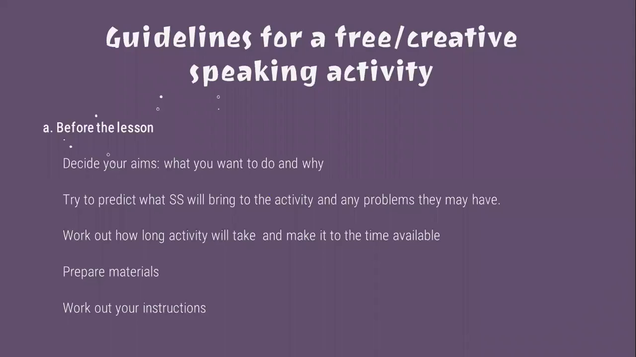So here are the guidelines for a free or creative speaking activity. We have three steps. The first step is before the lesson. We have to decide our aims, what we want to do and why, and try to predict what students will bring to the activity and any problems they may have. Work out how long the activity will take and fit it to the time available. Prepare material and work out your instructions.